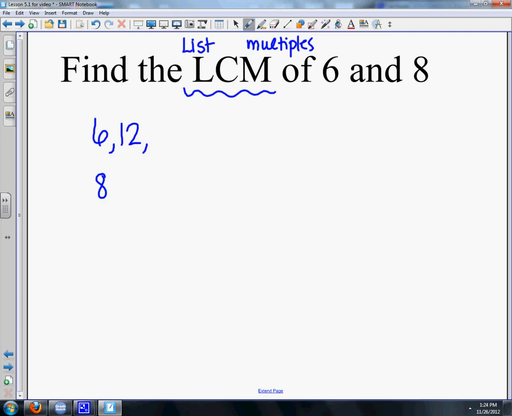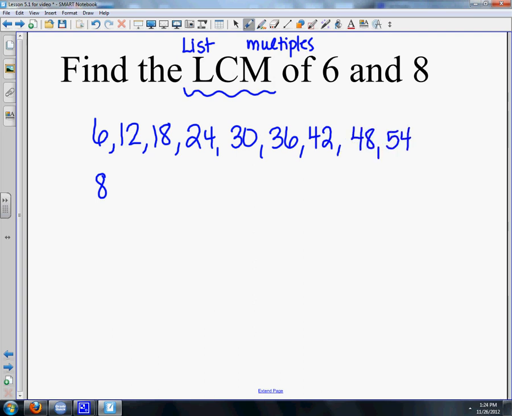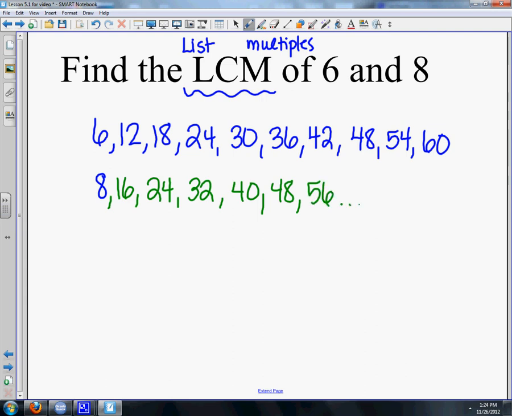6, 12, I'm multiplying, I'm getting bigger. 18, 24, 30, 36, 42, 48, 54, 60. Okay? And then list out the multiples of 8. So I have 8, 16, 24, 32, 40, 48, 56, and you can keep going.